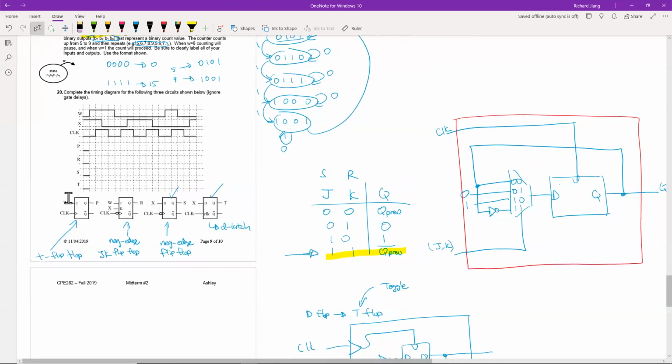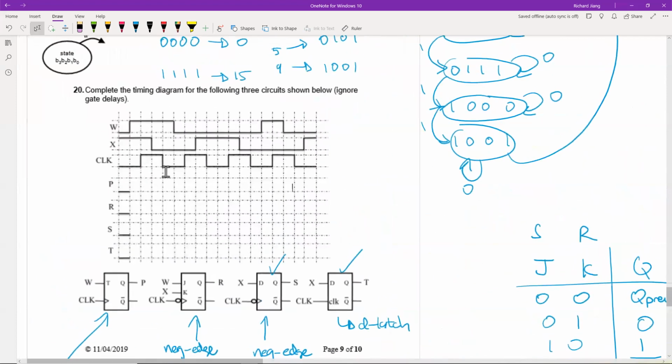All right. So now you know how all of these things work. So at this point, here's a timing diagram. It says ignore gate delays. Do you feel like you'd be able to do this pretty easily, or do you want to do these together?